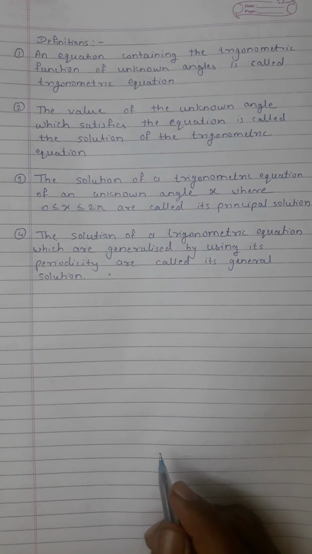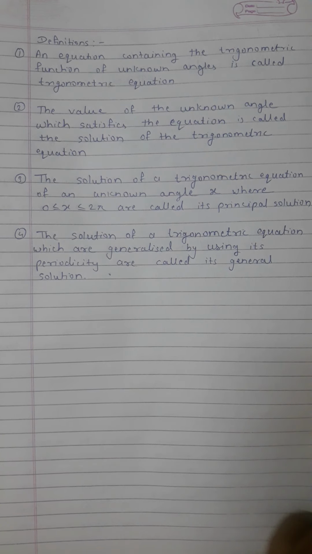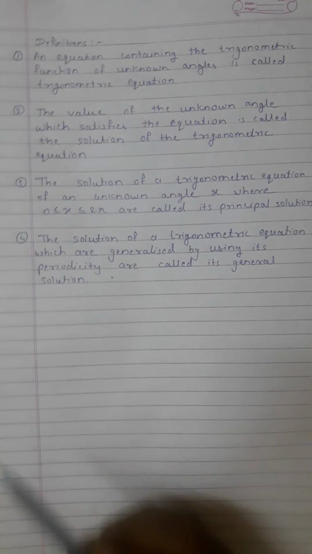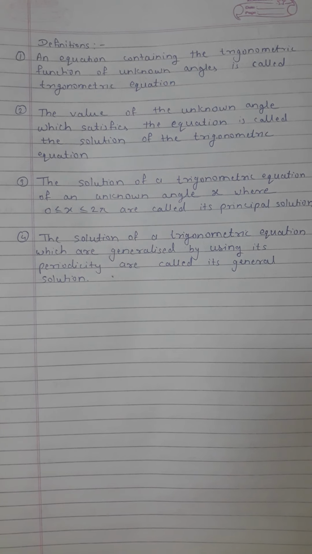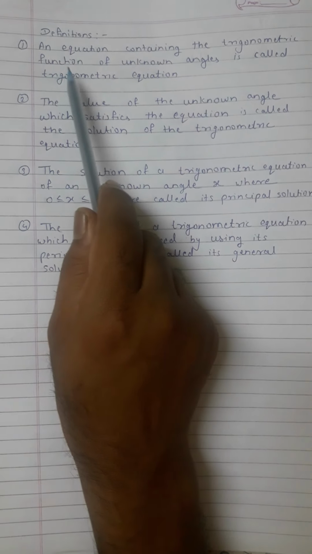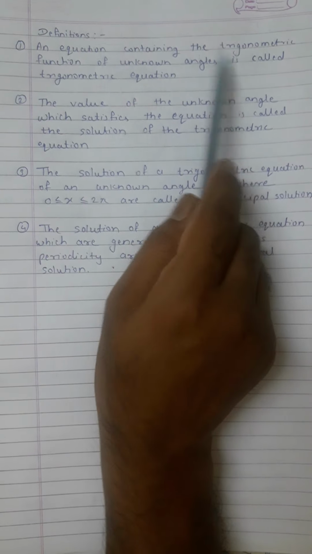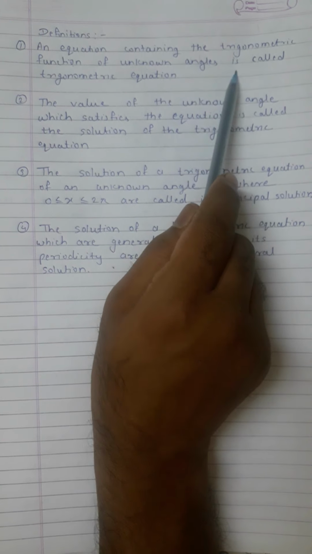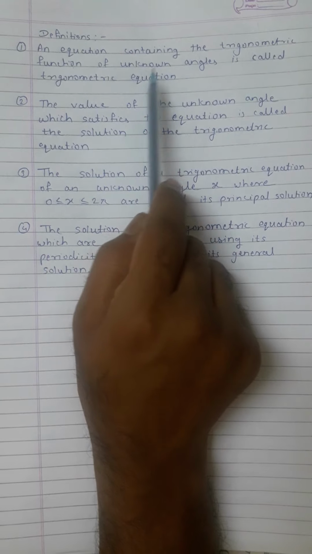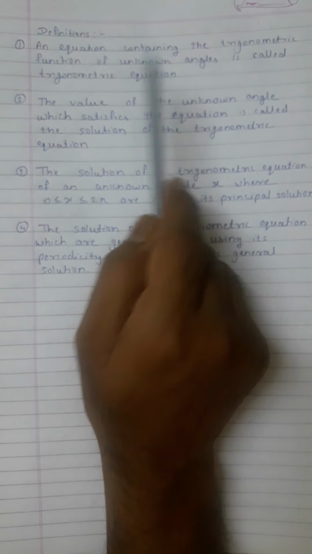So let's start with the definitions of trigonometric functions. First we will see what is a trigonometric equation. We all know what an equation is. An equation is an expression that involves an equal to sign. So an equation containing the trigonometric function of unknown angles is called a trigonometric equation. That means a trigonometric function is equal to some value. That is a trigonometric equation.